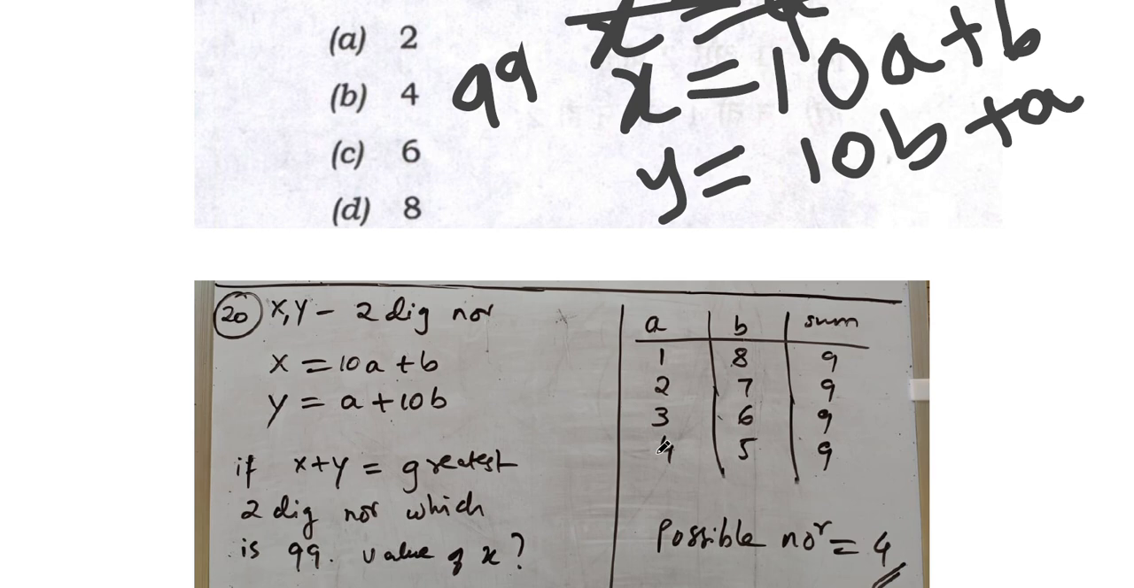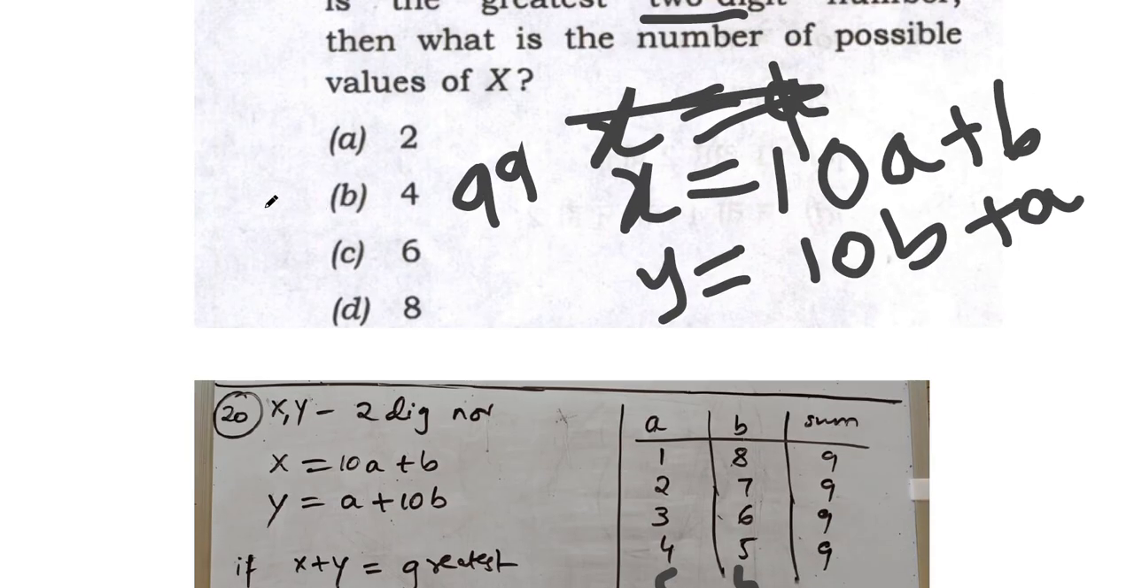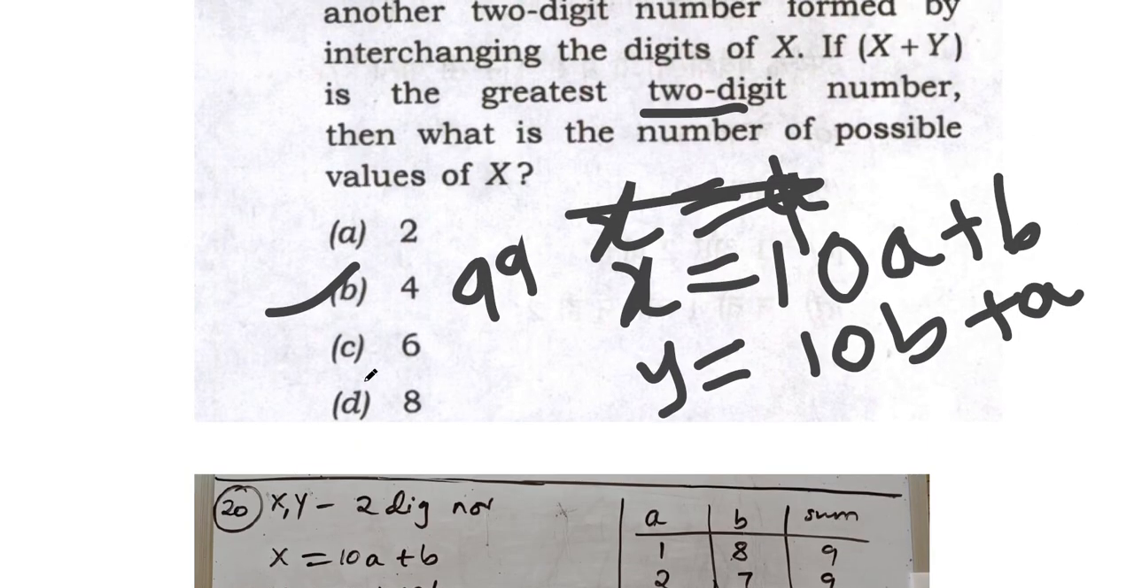1, 2, 3, 4. Some people will write 5 here and 4 here and say, ma'am, 5 values. No, because a and b either way is repetitive, right? 4 and 5, 5 and 4. So we can say only 4 numbers are possible here. 4 is the correct answer, not 8.